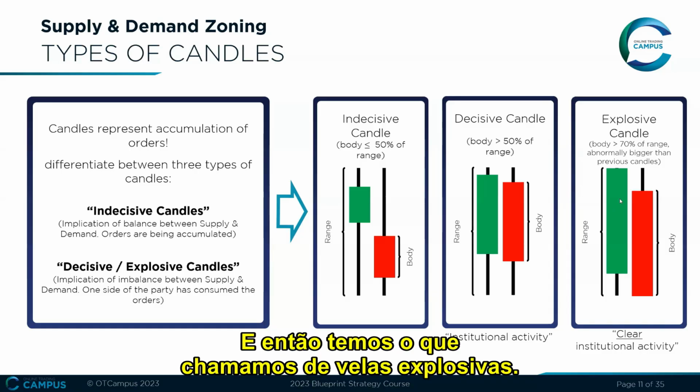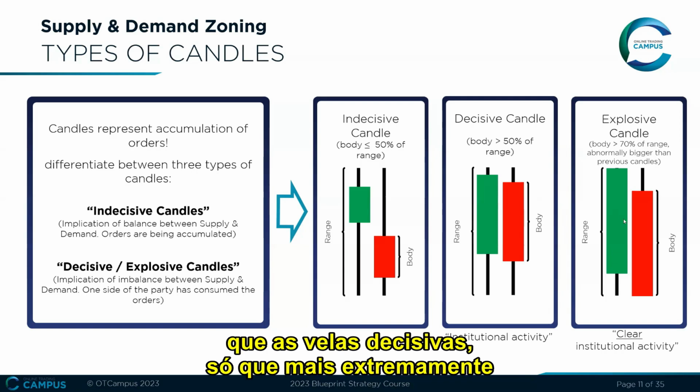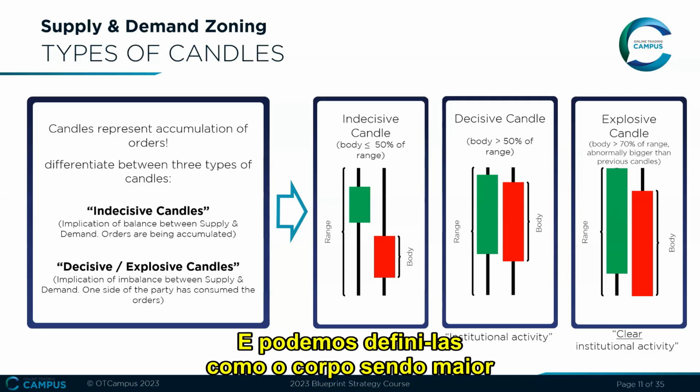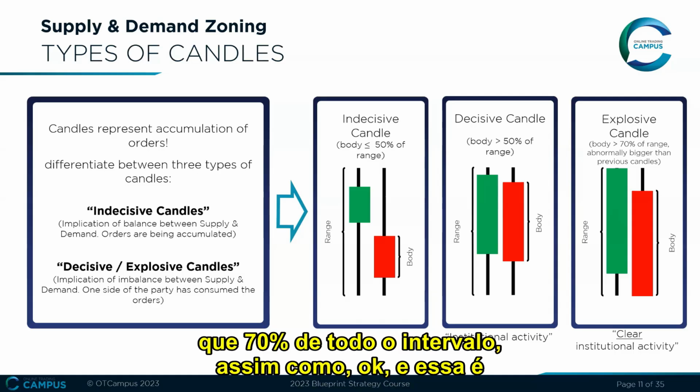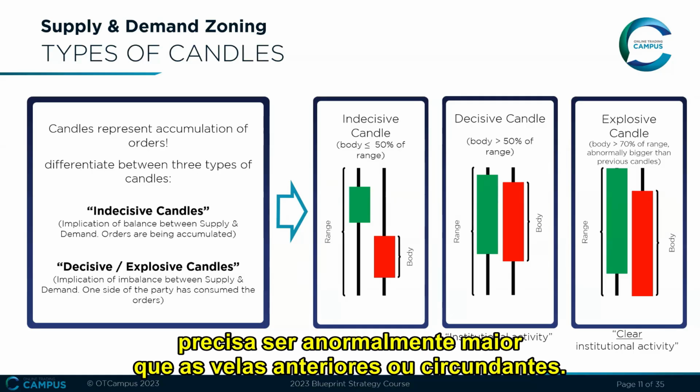And then we have what we call explosive candles. And explosive candles have the same properties as the decisive candles, just more extreme. And we can define them as the body being bigger than 70% of the entire range, as well as, and that's an additional rule here, the candle itself needs to be abnormally bigger than the previous or surrounding candles.